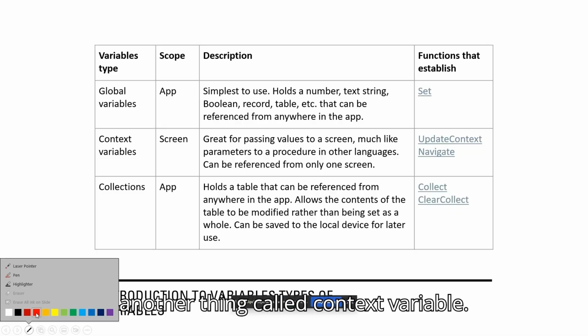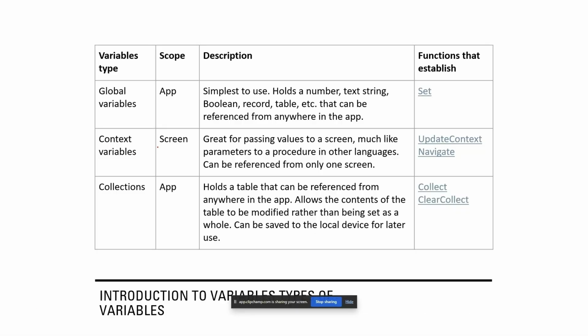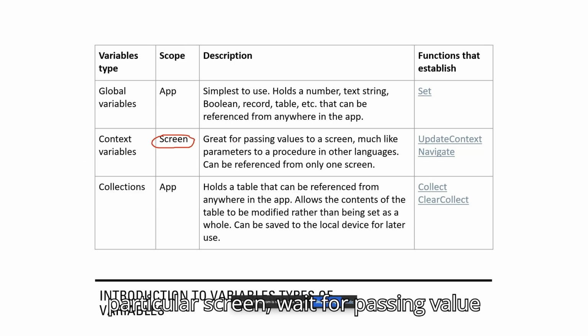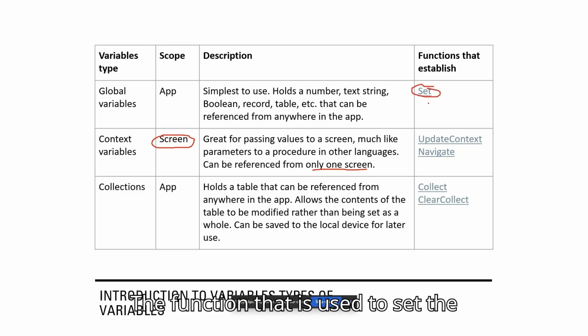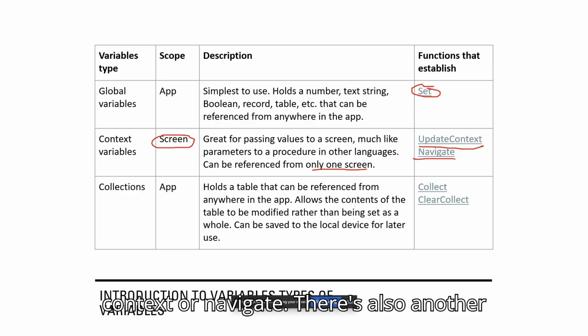And there is also another thing called context variable with the scope of only that one particular screen. Great for passing value to a screen, much like parameters to a procedure in other languages. Can be referenced from only one screen. Okay, and the function that is used to set the global variable is set. The function that is used to set the value for a context variable is update context or navigate.